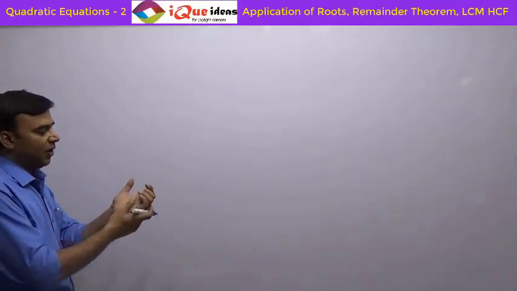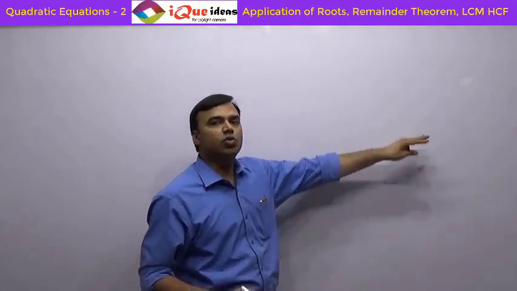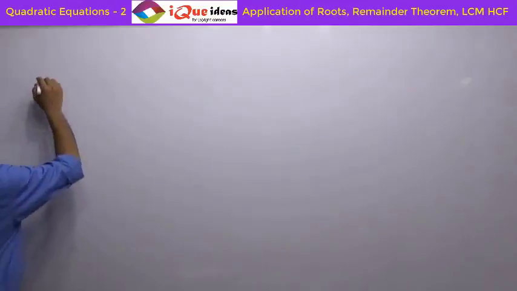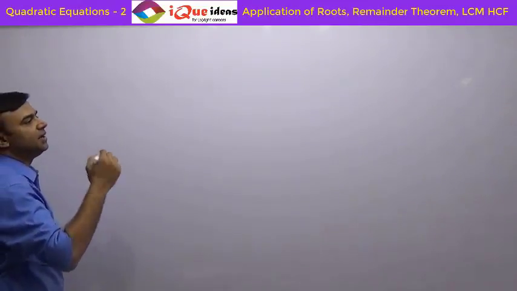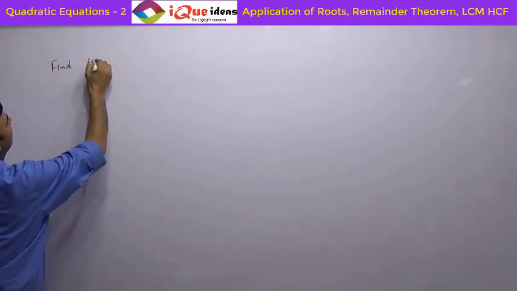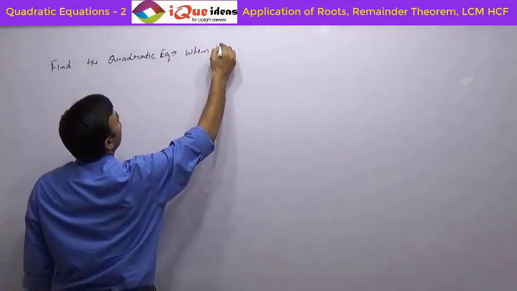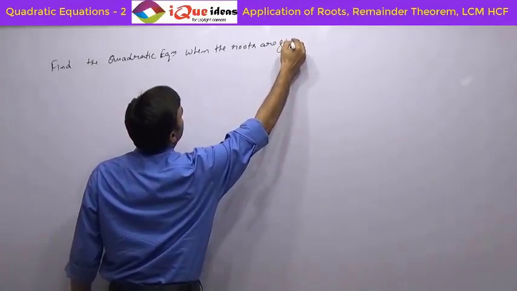Now, in the next segment, what we will do is, till now we have calculated the roots when the equation is given. Now suppose we have to find the quadratic equation when the roots are given. So I'll give the heading as: find the quadratic equation when the roots are given. Let's see how we do that.